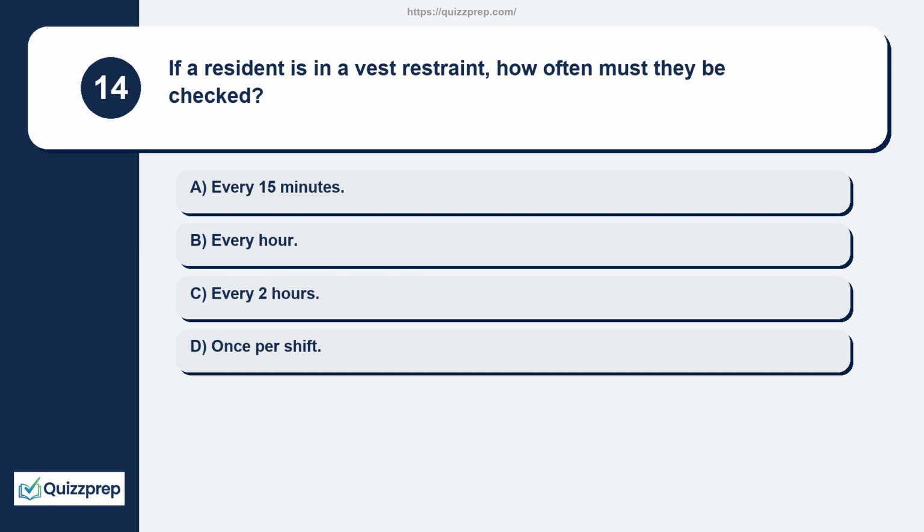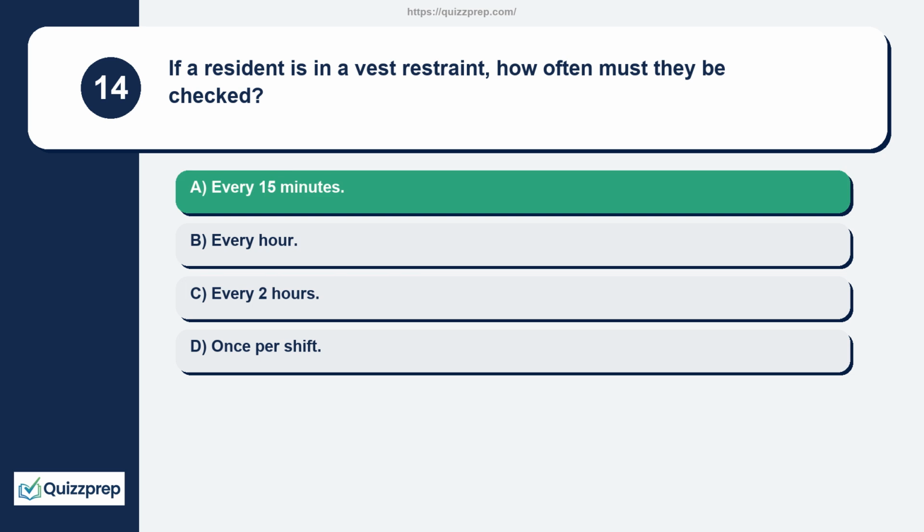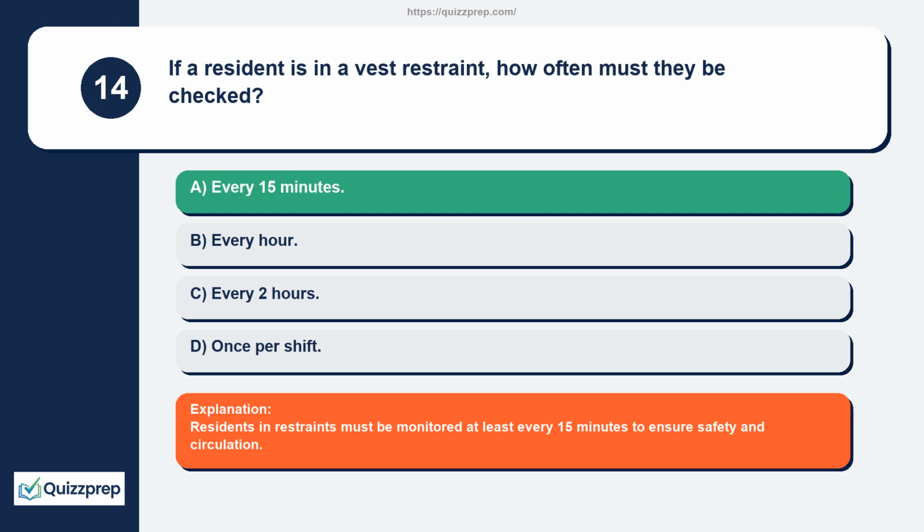Question 14. If a resident is in a vest restraint, how often must they be checked? Every 15 minutes, every hour, every 2 hours, once per shift. Residents in restraints must be monitored at least every 15 minutes to ensure safety and circulation.